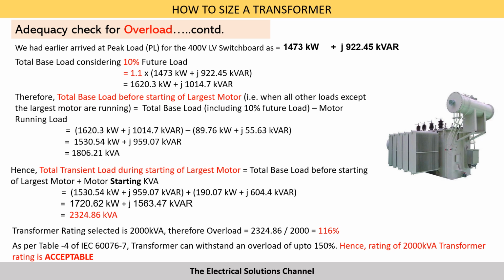except the largest motor are running, is total base load minus the motor running load, which we arrive at 1530.54 kilowatt plus 959.07 kVAR or 1806.21 kVA.